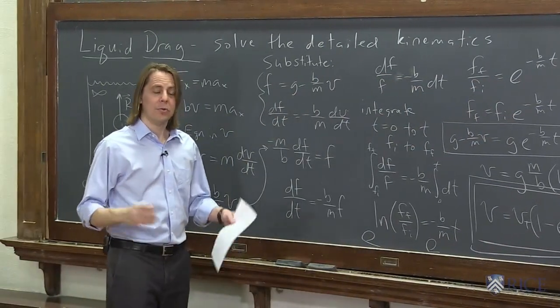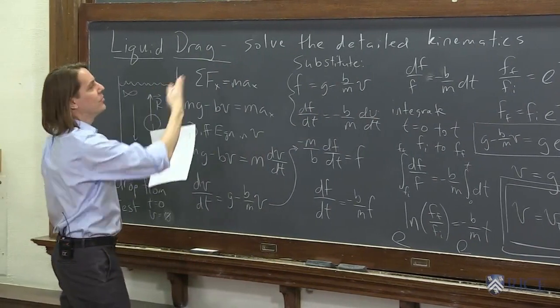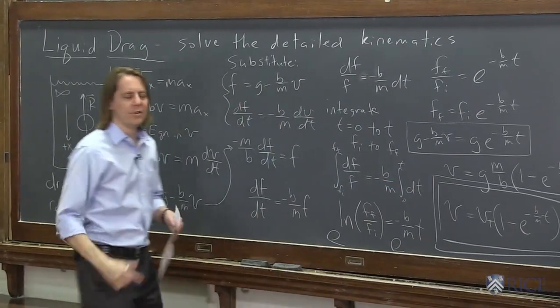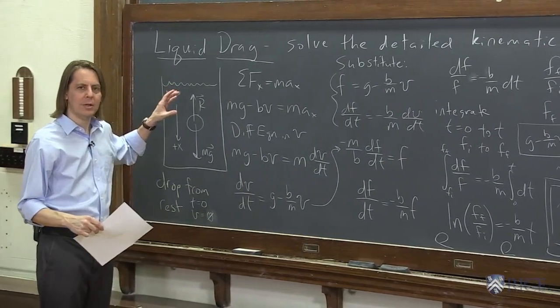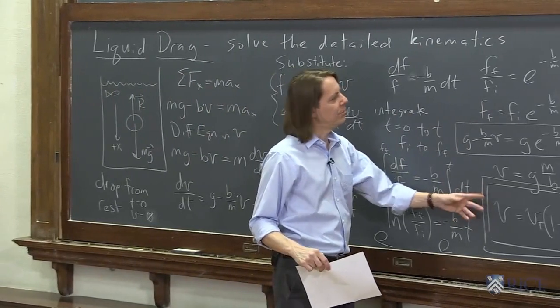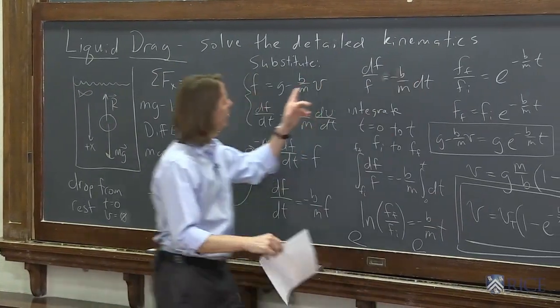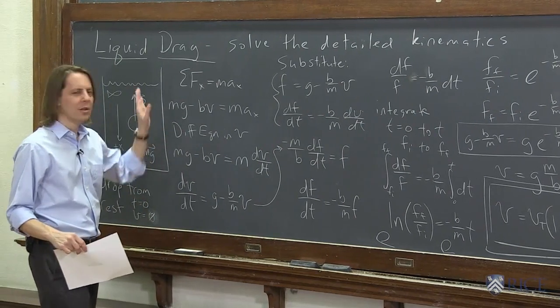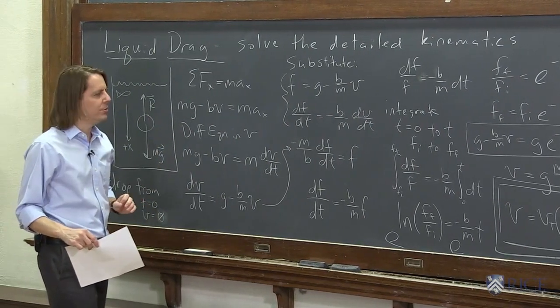So we have now done the kinematics. We have solved the detailed kinematics, because we've solved how the velocity evolves in time as you drop something in a liquid. You can't do that with air. You can only do it with a fluid or liquid, because this is something you can actually solve. Well, we just showed how to solve it. If that v were squared, it makes a huge mess. We don't want to deal with it.